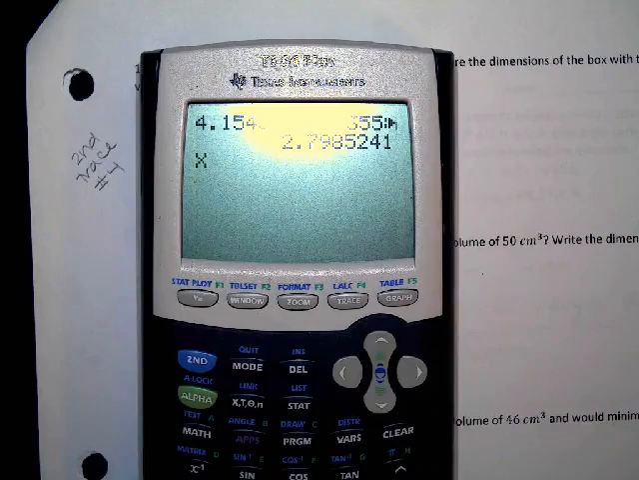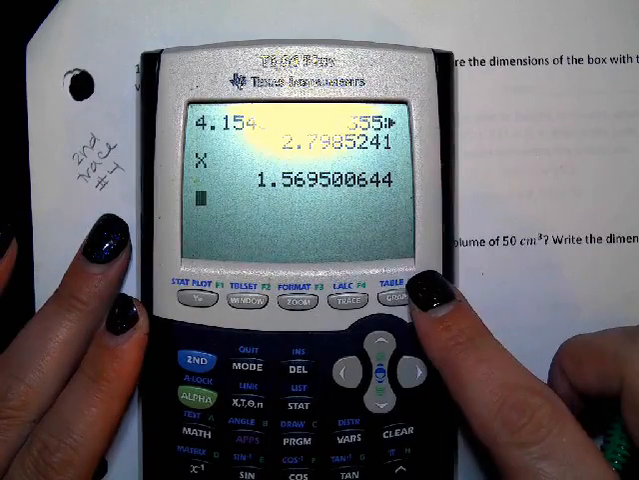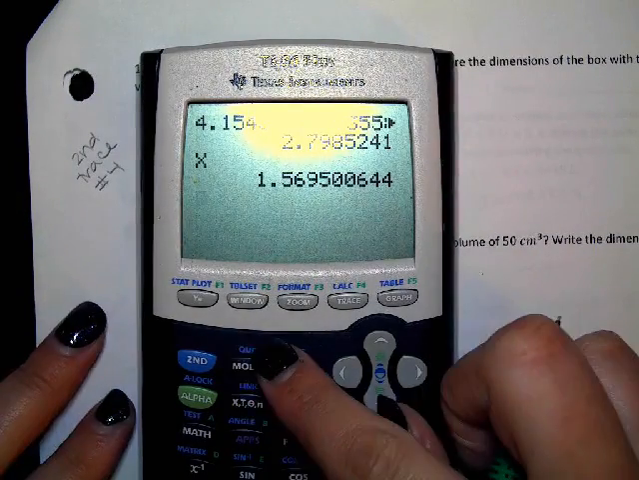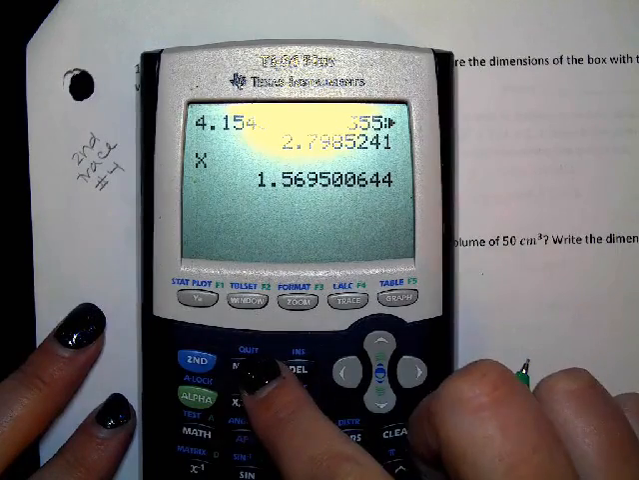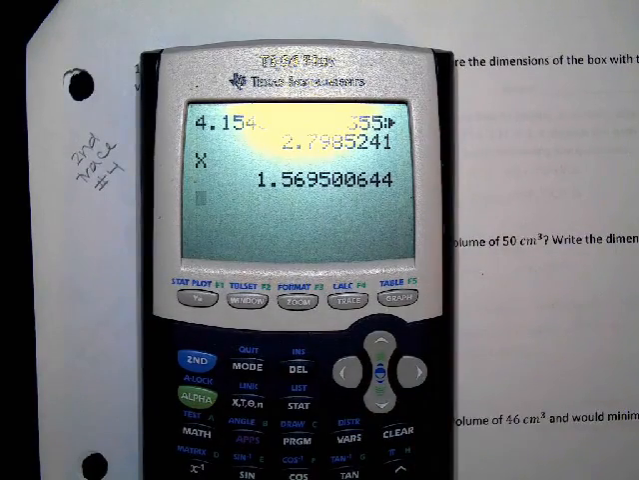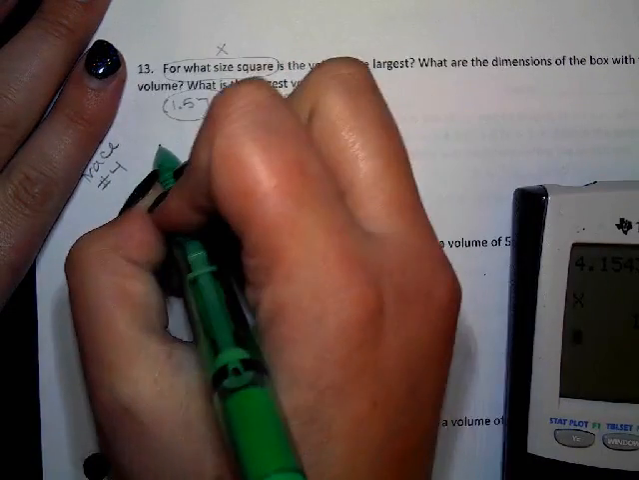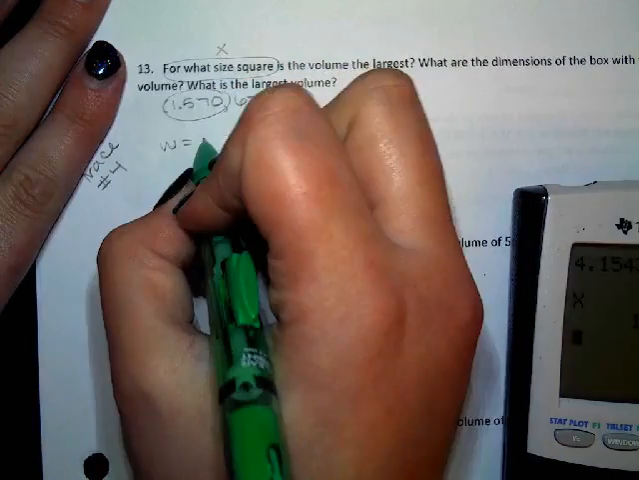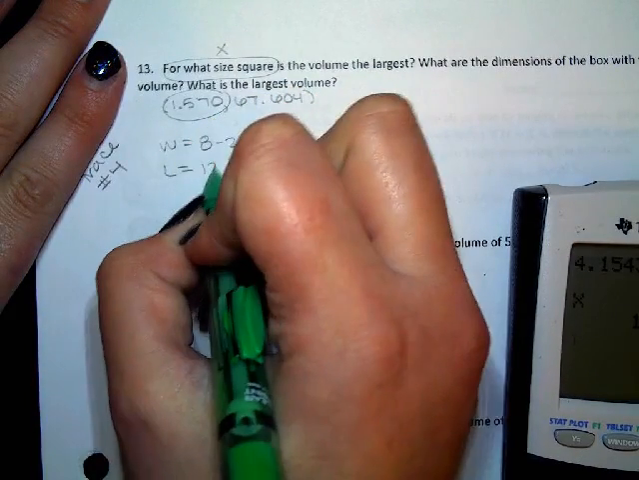Okay, so now we knew that our dimensions, our width was 8 minus 2x, our length was 12 minus 2x, and our height was just x. So the height we already know is 1.570. For the width, we can just type in 8 minus 2x, and for the length, we can type 12 minus 2x.